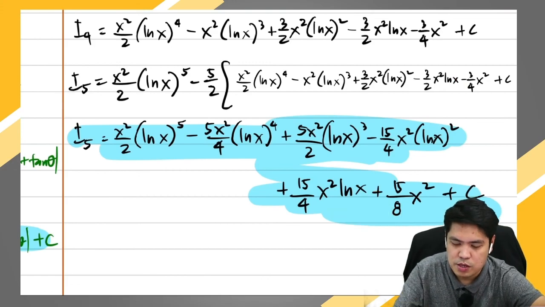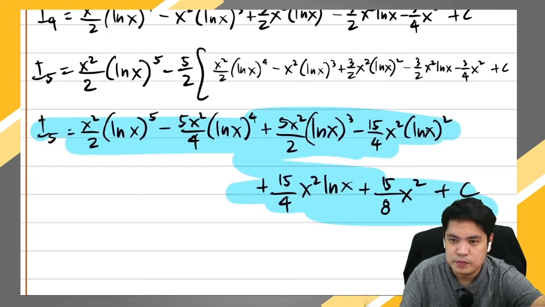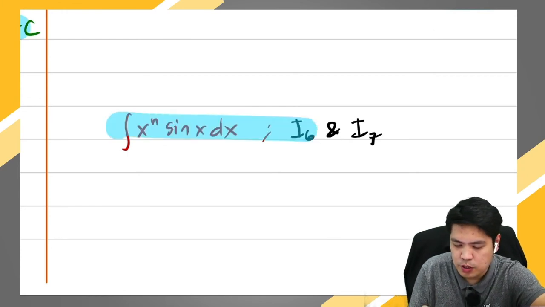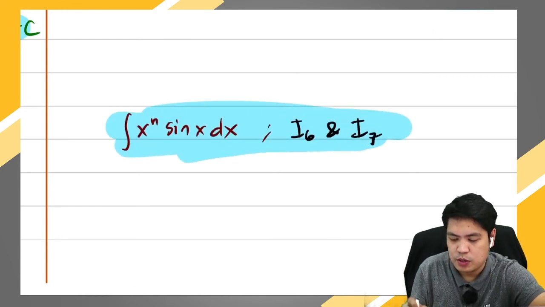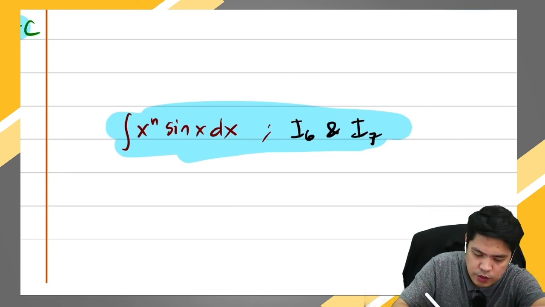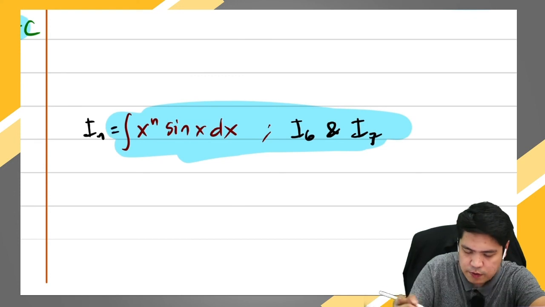Ay, tedious kayo. Okay, to practice, solve for the reduction formula of this and solve for and obtain I sub 6 and I sub 7. If this is I sub n. Yan.